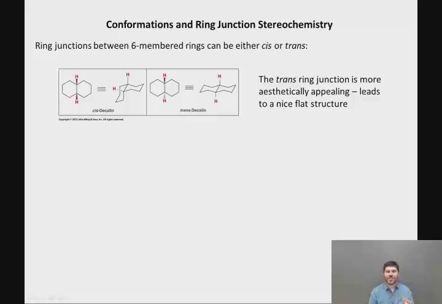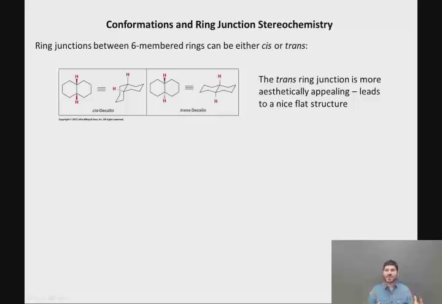The cis-trans relationship is easiest to see in the planar drawing, but you have to remember that these molecules really exist in the chair conformation. So in the trans ring junction, both of the hydrogens can occupy axial sites because one is up and one is down.